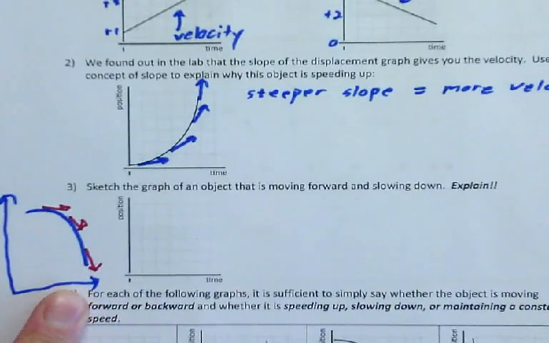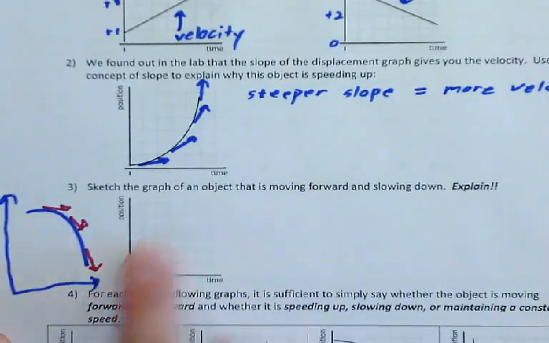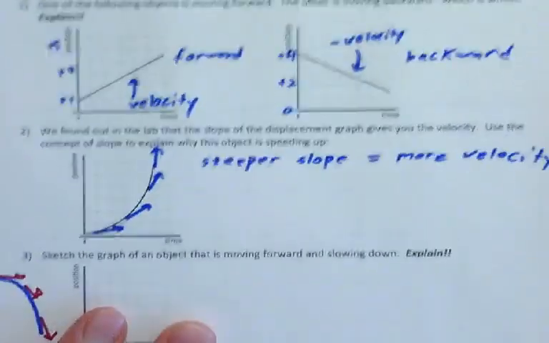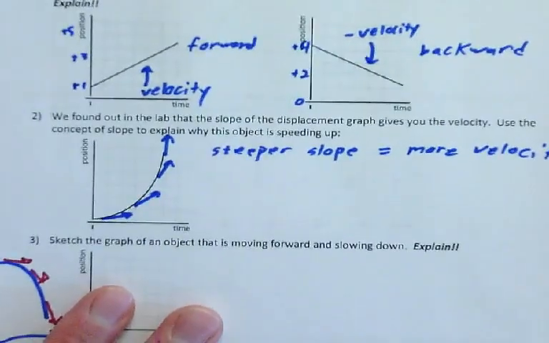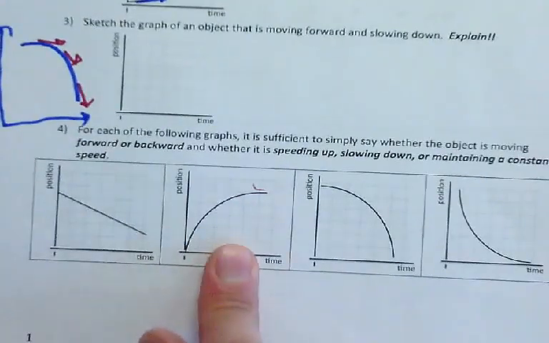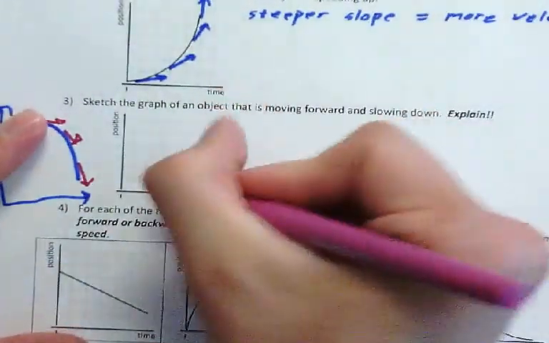So let's try another one. What else might it be? So we're going forward and slowing down. I'll give you a hint. It's got to go up. But how is it going to go up? Go ahead. It's like the example, or number 2 below it. What do you mean below it? Directly below. Question 4. Oh, this one? Yeah. I love it. Yes. This is the one here.